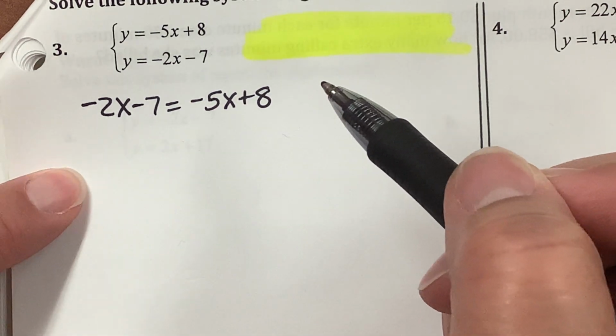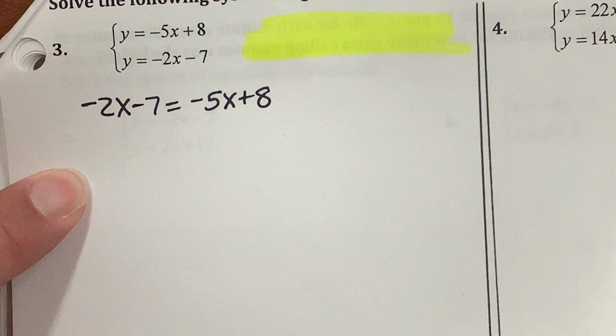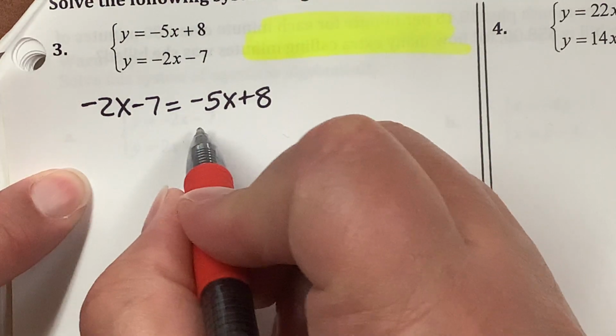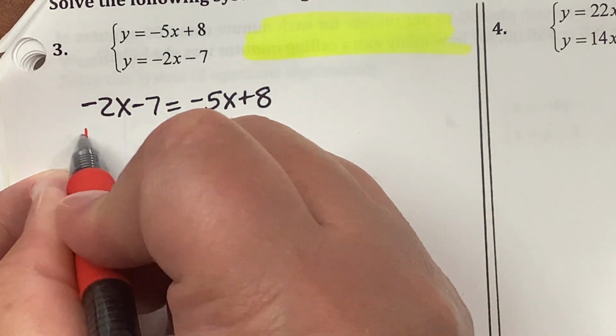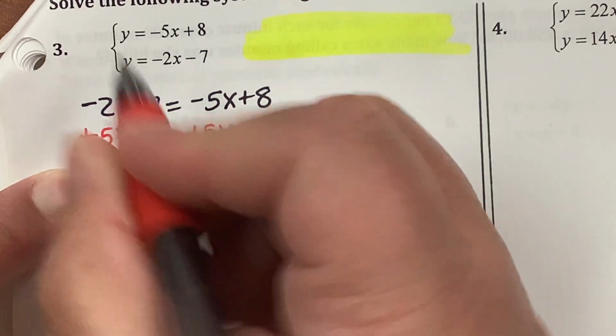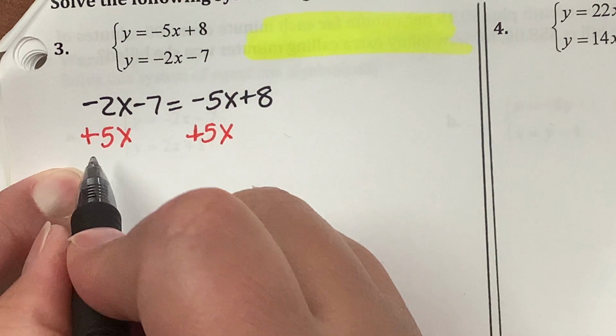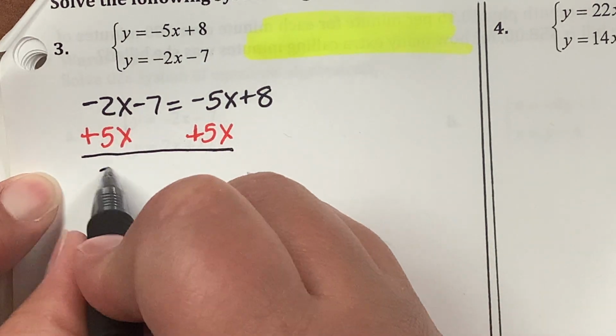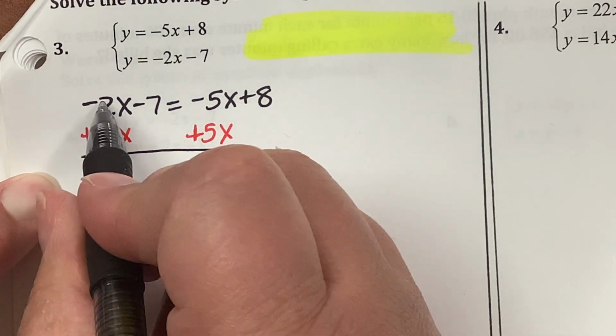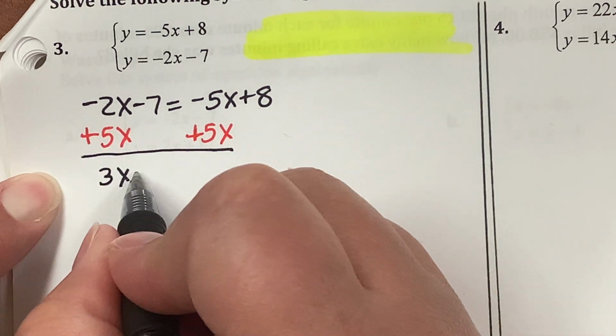All right, let's keep mathing here. We're going to add the smaller variable to the larger variable. To get them both on the same side of the equal sign, you want to do the inverse operation. All right, -2 plus 5. The signs are different, so you subtract. 5 minus 2 is 3x. 5 is larger than 2, so it's positive 3x.